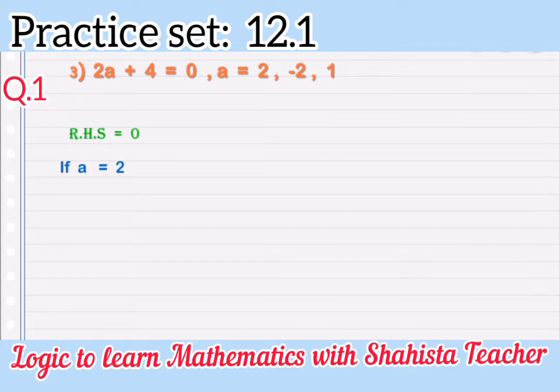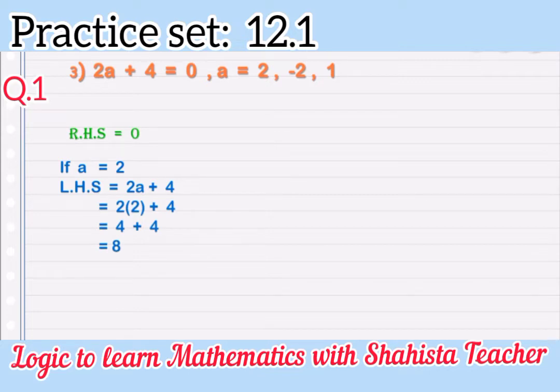So LHS is 2a plus 4. Is that clear, my dear students? In the place of a we will write 2, because the first condition says positive 2. So 2 bracket 2 plus 4. Whenever you see a bracket, that time you have to do the multiplication operation. So 2 2s are 4, plus 4 is 8.